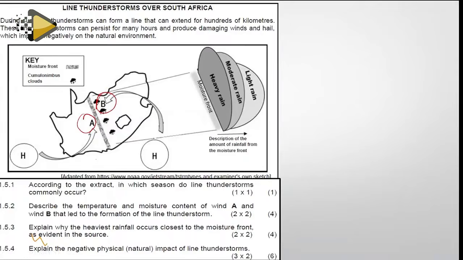And then explain why the heaviest rainfall occurred closest to the moisture front, as evident in the diagram. Now, this is where there is a lot of moisture. Then the moisture is going to decrease when you move further away from the cumulonimbus clouds.